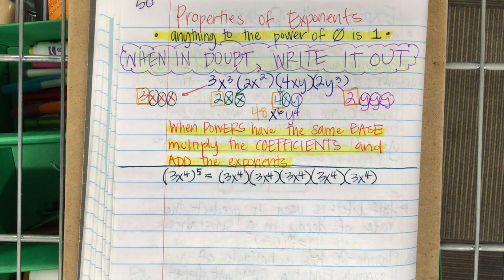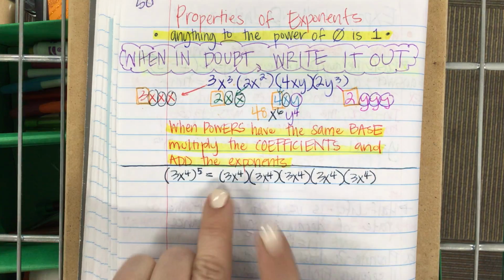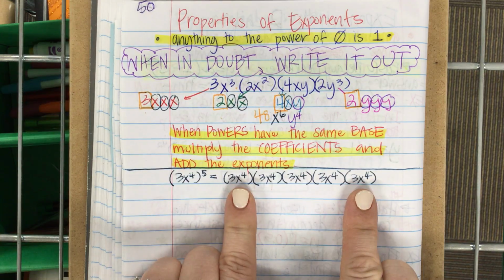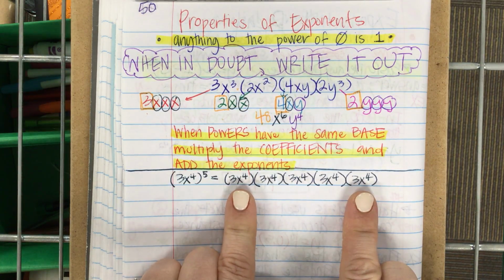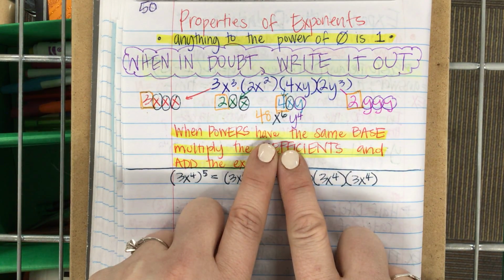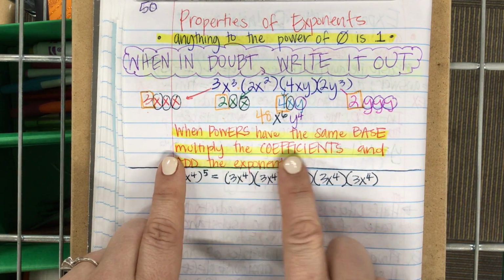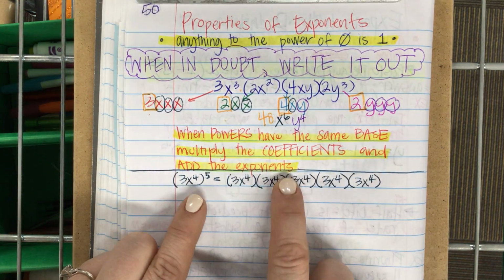So I expanded it. Could I expand this even more? Yeah, I can write 3 x, x, x, x, and then 3 x, x, x, x, and then 3, and so on. However, I can stop here because did we just learn a rule on how to do problems like this? Yes, because it's highlighted right above it, correct? When powers have the same base, we multiply the coefficients and we add the exponents.